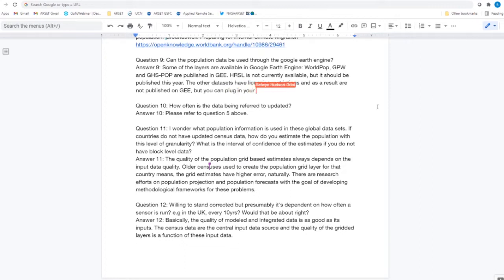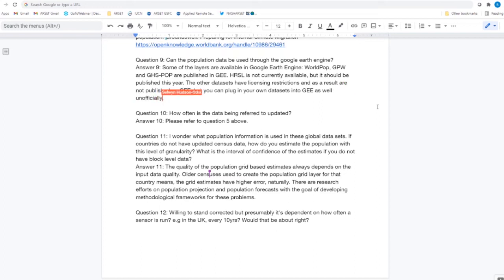Thank you. And I think question 10 was a little bit related to question 5, which was answered pretty thoroughly. So we'll move on to question 11. I wonder what population information is used in these global data sets if countries do not have updated census data. So how do you estimate the population with this level of granularity? And what is the interval of confidence at the block level data? Yeah, maybe I can take this away quickly.